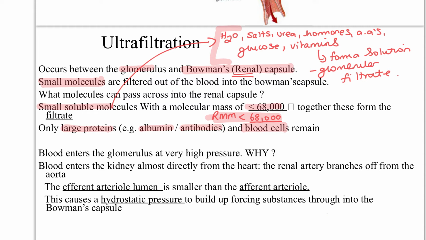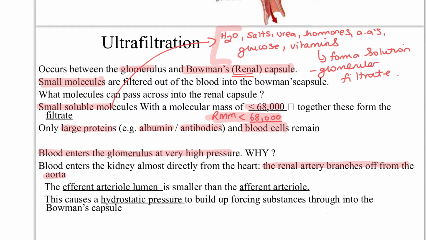Well, we already mentioned one thing. The blood enters the glomerulus at very high pressure. And the first reason is that blood enters the kidney almost directly from the heart. The renal artery branches off from the aorta, and we know that blood is travelling at very high pressure through the aorta. So that high pressure hasn't really been lost yet. So that's the first reason.